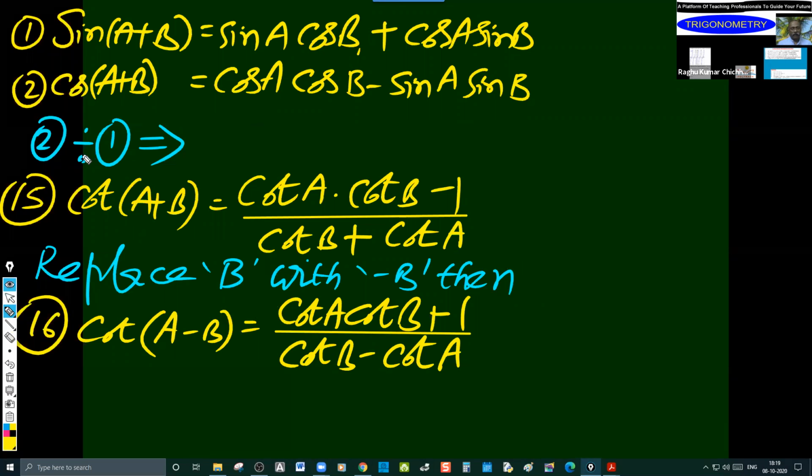Next is the multiplication. We finished with the division, no? We finished with the division. Yes, sir. Through division, we have got 4 formulae.